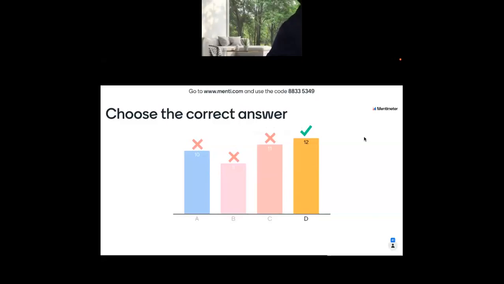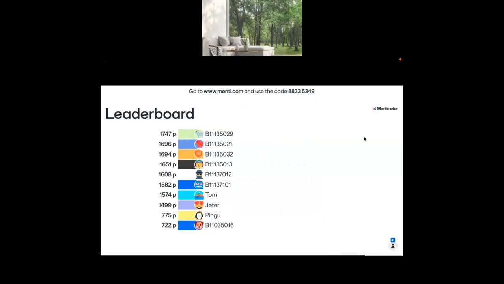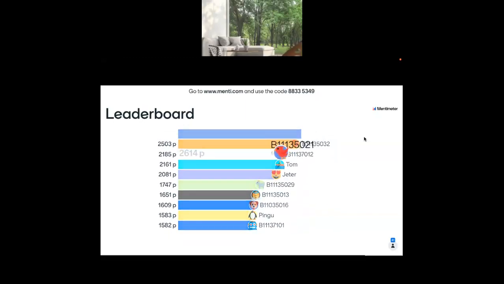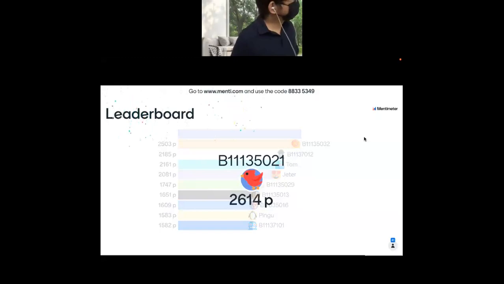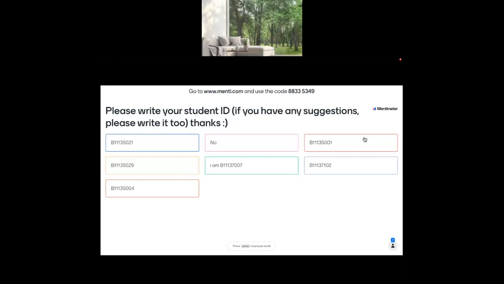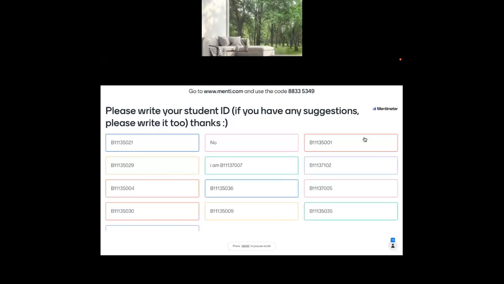Okay, good. Let's see who the winner is. Now, last one. Please write your student ID again, to confirm that you've done this game, and if you have any suggestions, please write them. If you wrote a wrong name in the quiz, you can also write your student ID and your name or your random name in the game here.